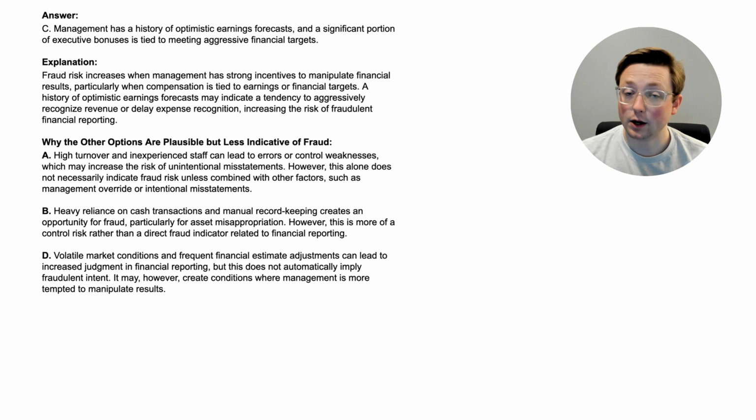However, this is more of a control risk rather than a direct fraud indicator related to financial reporting. And then option D, volatile market conditions and frequent financial estimate adjustments can lead to increased judgment in financial reporting. But this does not automatically imply fraudulent intent. It may, however, create conditions where management is more tempted to manipulate results. So we talked a little bit about fraud risk when it comes to risk of material misstatement. Now let's go to the next question.